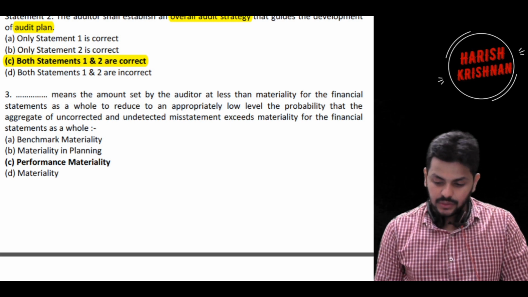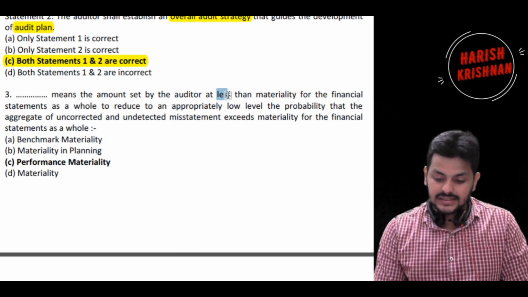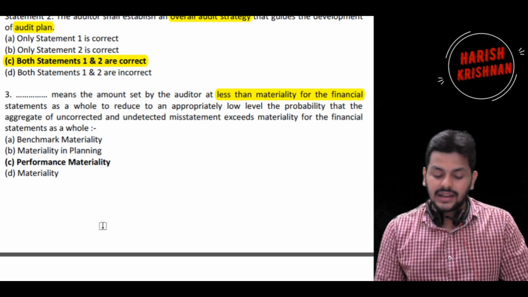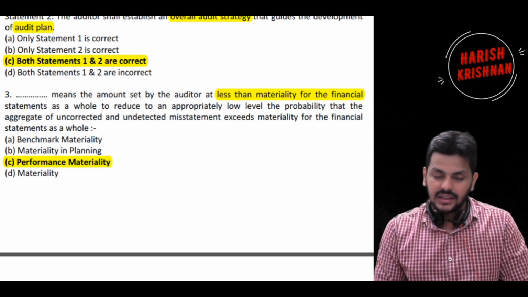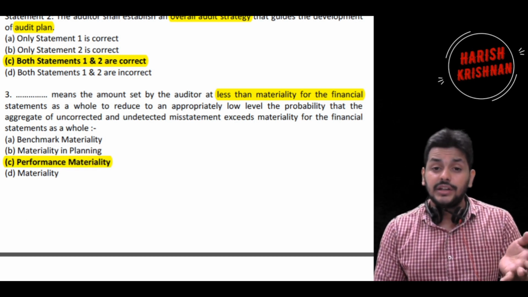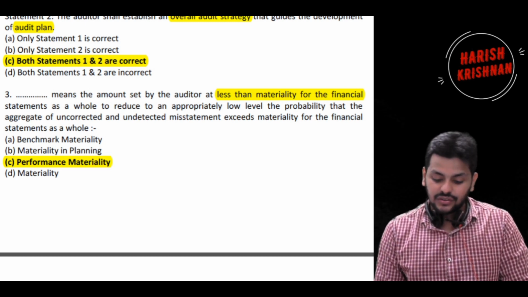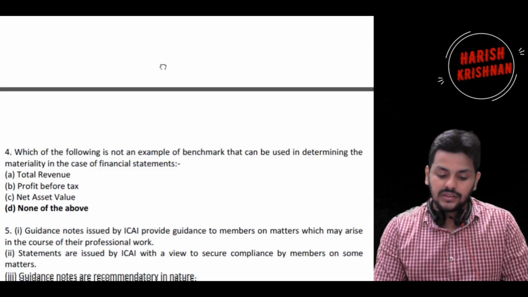Dash means the amount set by the auditor at less than materiality for financial statement as a whole. The moment you see that less than materiality for financial statement as a whole, you should recollect that this is nothing but the definition of performance materiality. It's very much there in standard number 320. It's a straight definition, nothing much to discuss or debate on it. So questions will be like this only, guys, very easy.